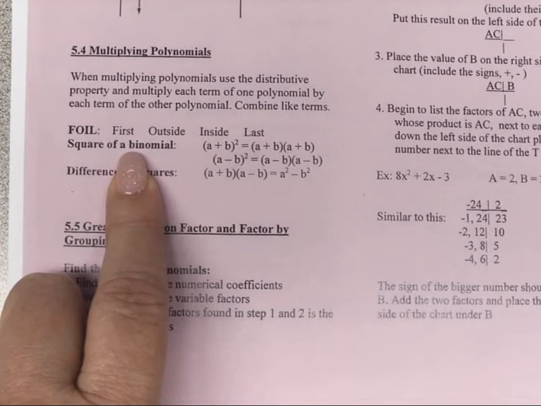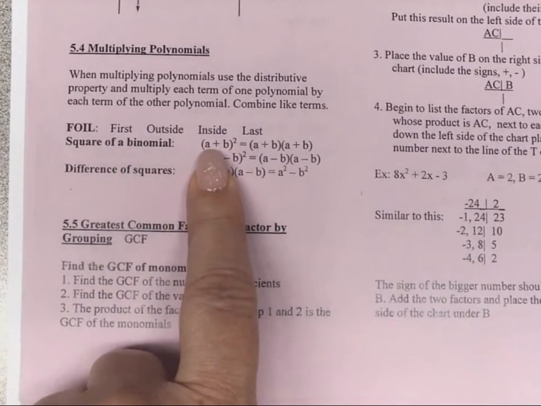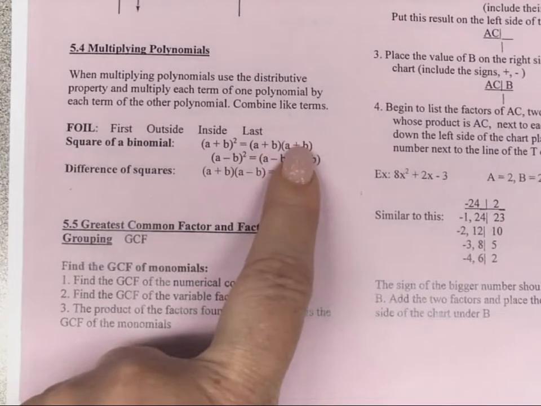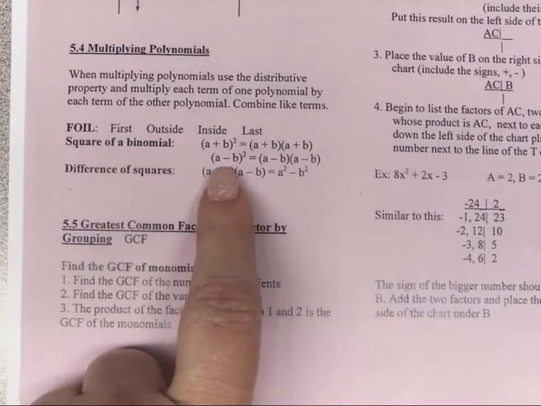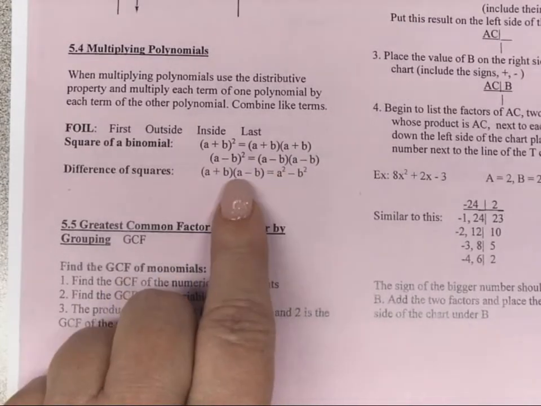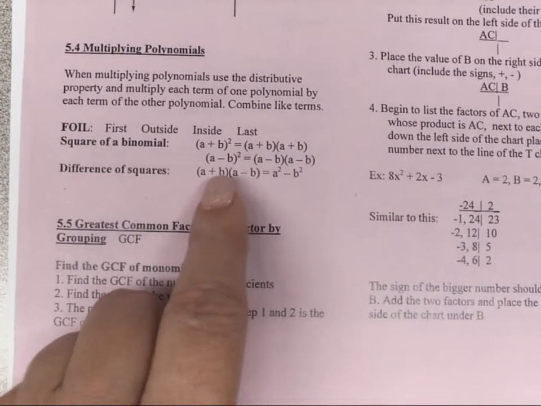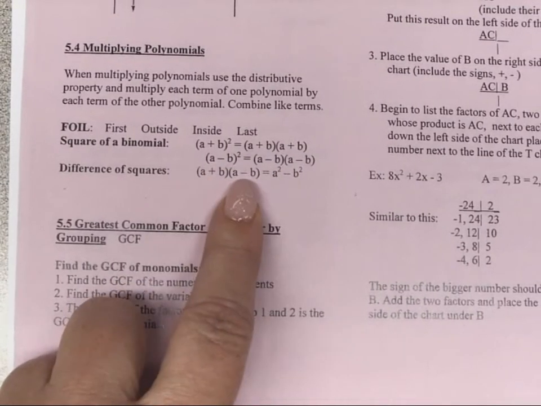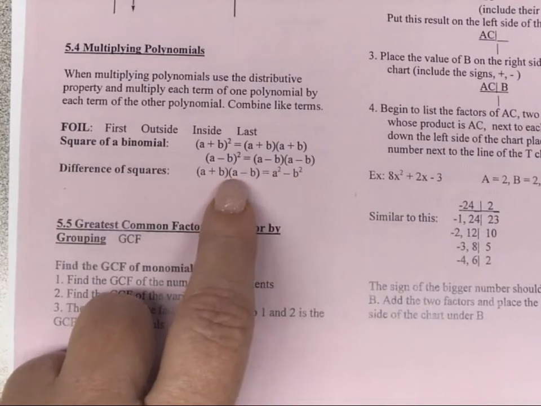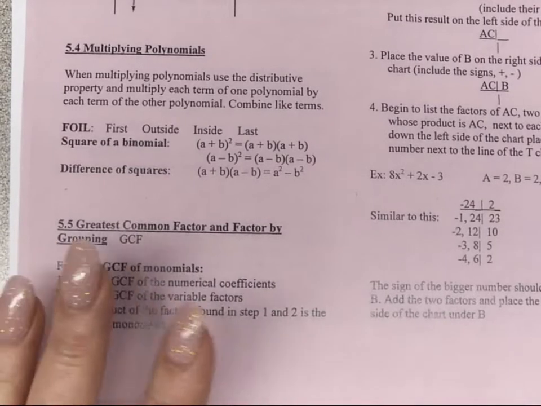Understand that if you have a binomial that's squared, you need to rewrite it as (a plus b) times (a plus b). If it's a minus b, it looks something like this. And then this is the difference of squares. If you're FOILing those out or distributing, you'll end up with a squared minus b squared because the middle two terms will cancel out. So let's look at an example.